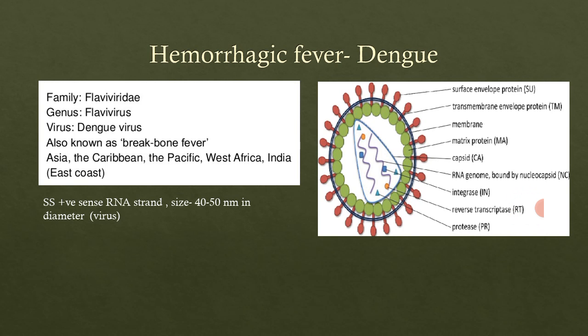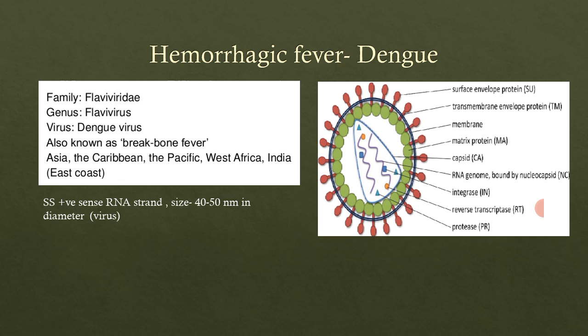Virus name: dengue virus, also known as break-bone fever. The highest prevalence of this virus has been shown in Asia, the Caribbean countries, the Pacific, West Africa, and India on the east coast.